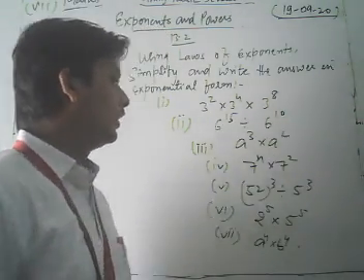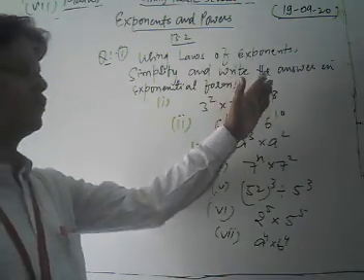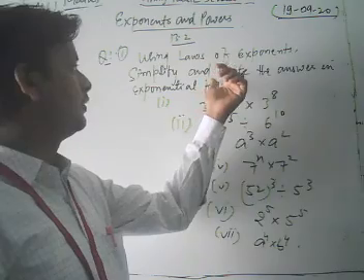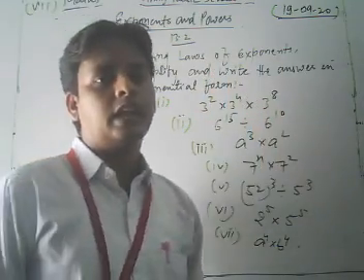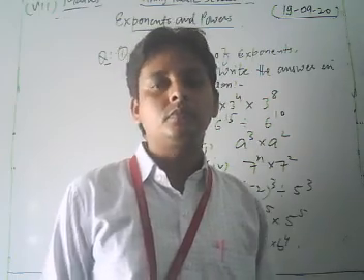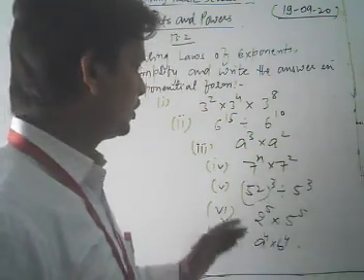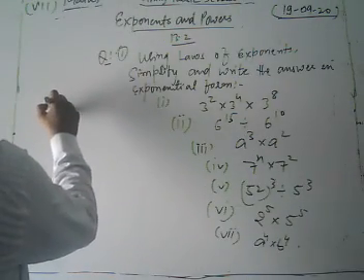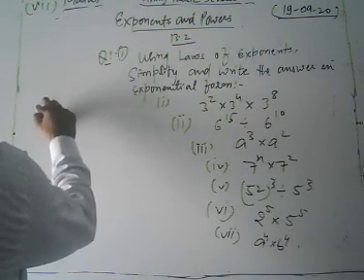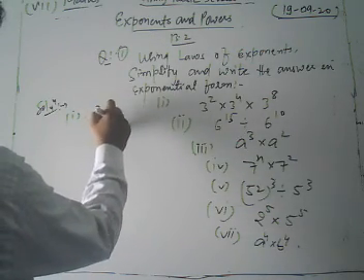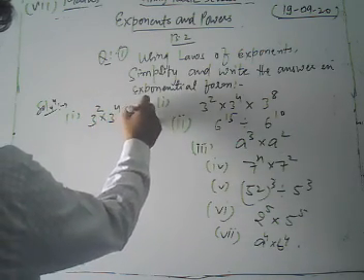Here your question is, using the laws of exponents, simplify and write the answer in exponential form. This is our question here. In solving that type of question, we apply all the laws of exponents. Now let's see the first part of this question, which is 3 square into 3 to the power 4 into 3 to the power 8.